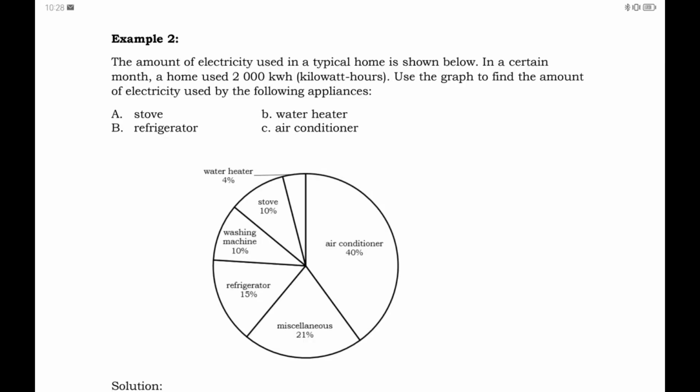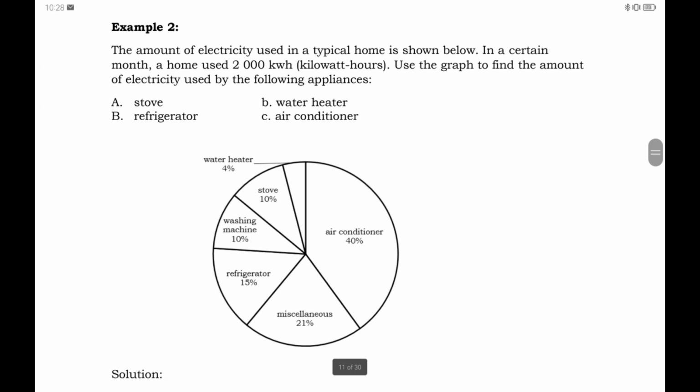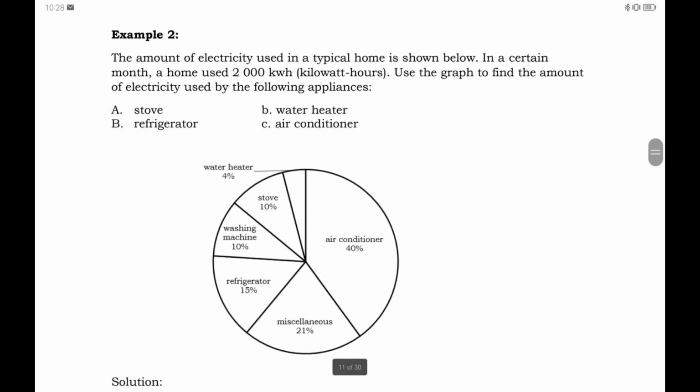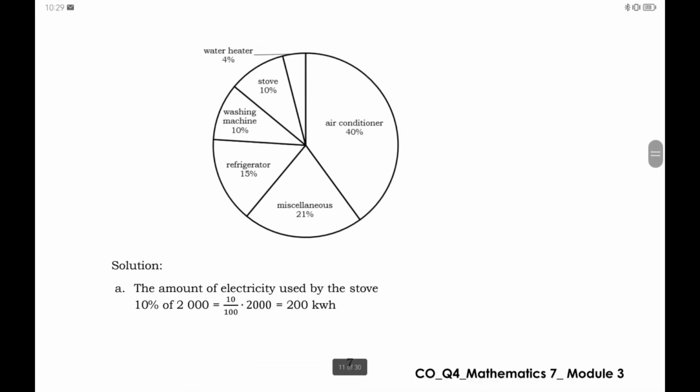Now let's have example number 2. The amount of electricity used in a typical home is shown below. In a certain month, a home used 2,000 kilowatt hours. Use the graph to find the amount of electricity used with the following appliances. So we have here the stove, refrigerator, water heater, and air conditioner. So this is the pie chart.